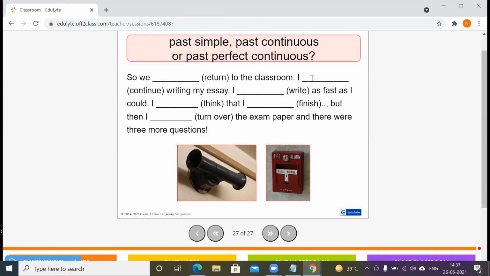Okay, I thought I would finish, but then I turned over the exam paper. There were more questions. Okay, okay. So here, nowhere does it mention the duration. Okay, so we only use past simple and past continuous. And I told you about a few idioms which are normally used. Okay. Okay, let's go ahead and try some idioms.